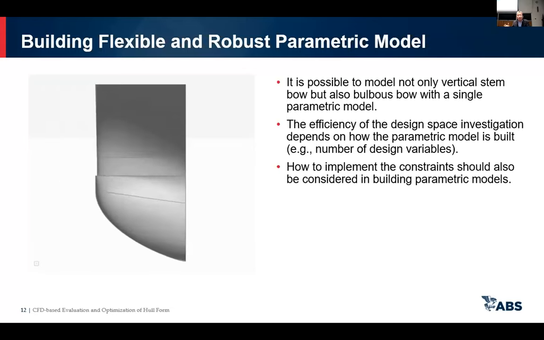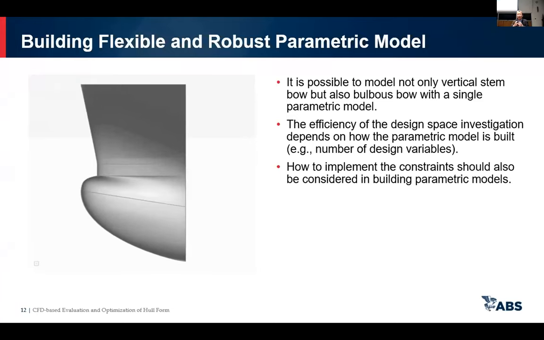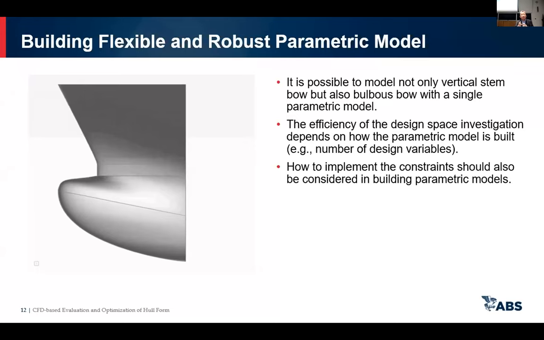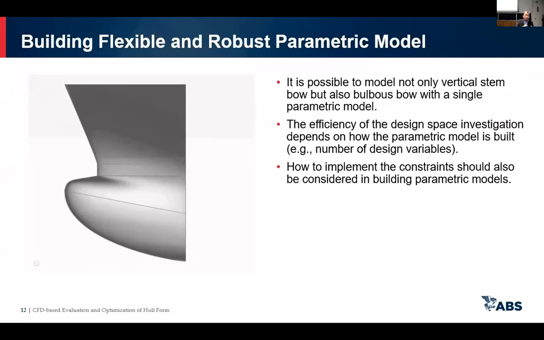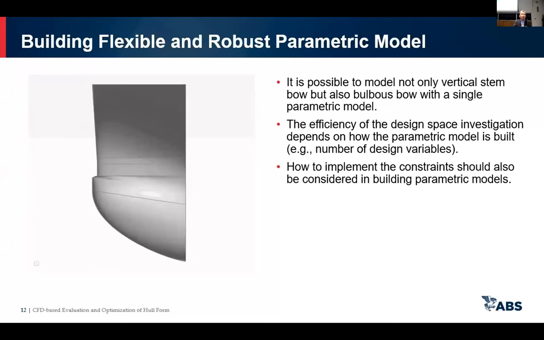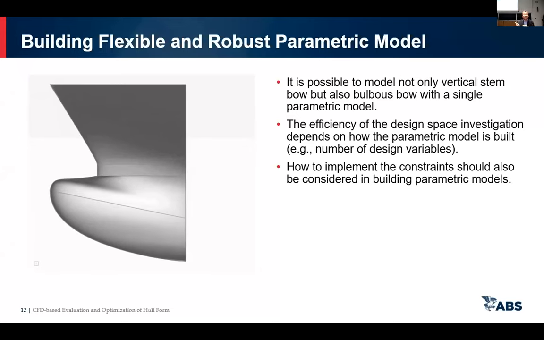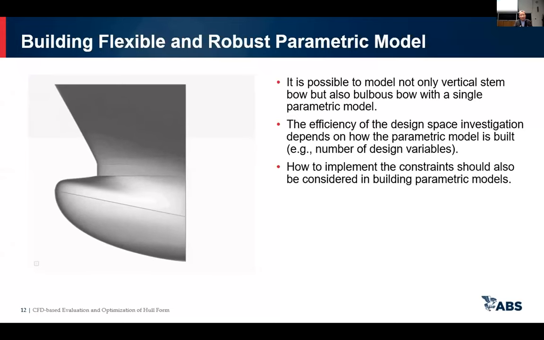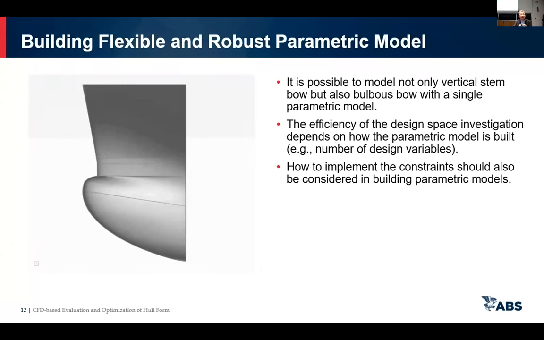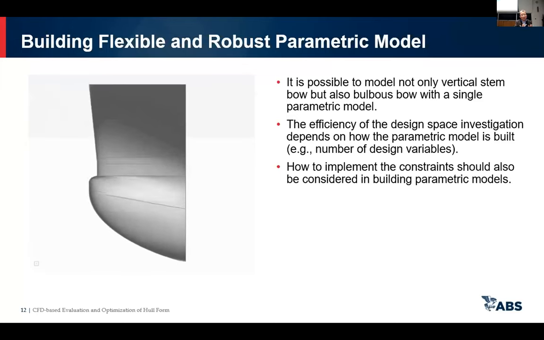The efficiency of the design space investigation or the optimization really depends on how your parametric model is built. A parametric model involves multiple design variables. The number of design variables determines the dimensions of the design space. So it's better to reduce design variables if you can. But if by doing that you have a chance of missing important physics, then you shouldn't. So it's always a balance. In this case, by combining two models into one, we really don't have to worry about running two sets of optimization problems. And in this case, it's a lot better.